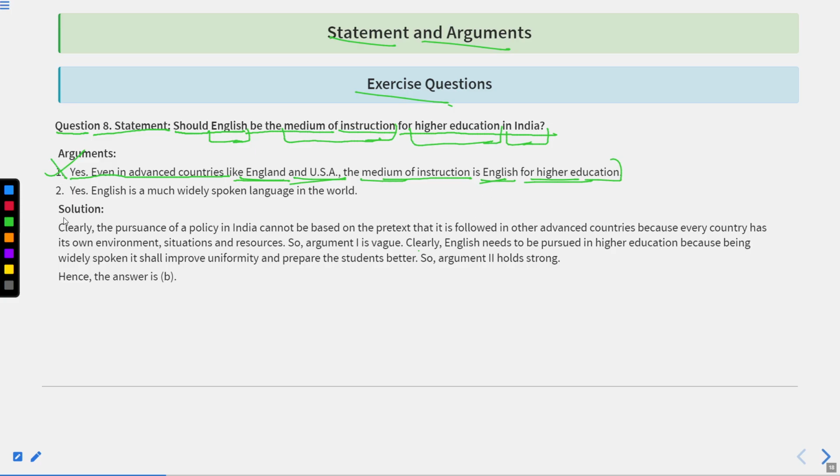So we have to analyze, we have to understand. The very first step we did was to understand the question. The first step every time we solve questions related to statement and argument is to understand the question, that what exactly the question is saying: should English be the medium of instructions for higher education in India?